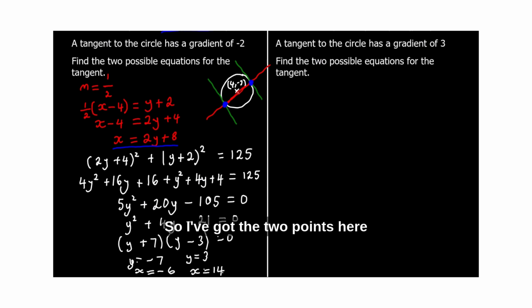So I've got the 2 points here now. So the 2 points where the radius meets the circle. So I know that these points are on the tangents. And the tangent's got a gradient of negative 2. So the equations, we've got a gradient of negative 2. And we've got the coordinates. So we just substitute them in.